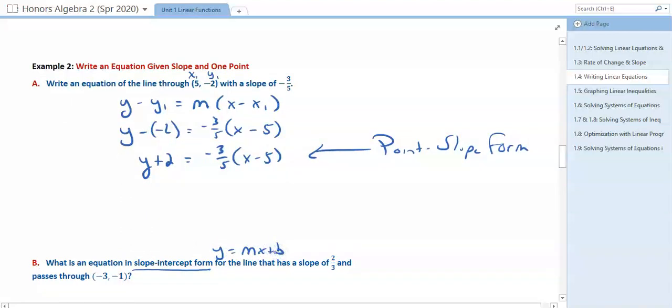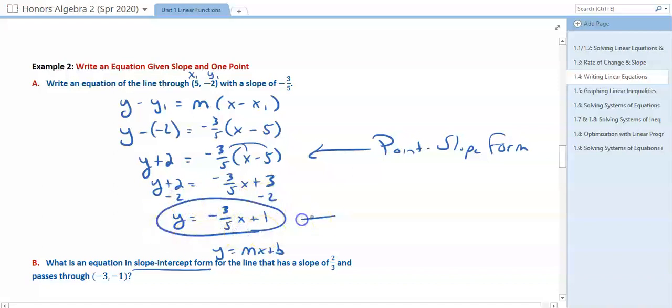Okay, so finishing off example A, if we want it in slope-intercept form, there are two steps. Multiply the -3/5 out. So y plus 2 equals -3/5 x. -3/5 times -5 is a +3. We will subtract the 2 across, so y is equal to -3/5 x plus 1. So this would be the slope-intercept form of the line.